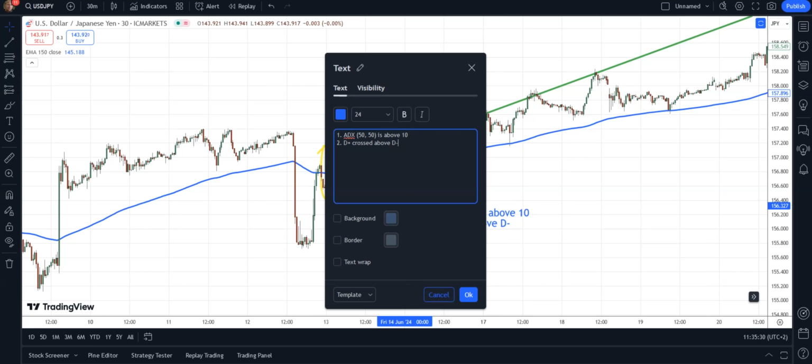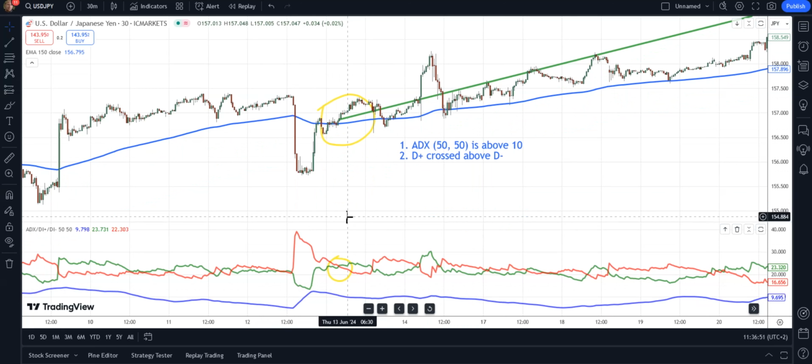And for a sell trade it is very easy as well. It is the same rule for the first, when the ADX 50 period 50 smoothing is above 10, and when the ADX 50 period and 50 smoothing D plus crossed below D minus, not crossed above. It is just our sell rule, very simple. So as you can see here, we are above 10 at this very moment when the cross is happening.